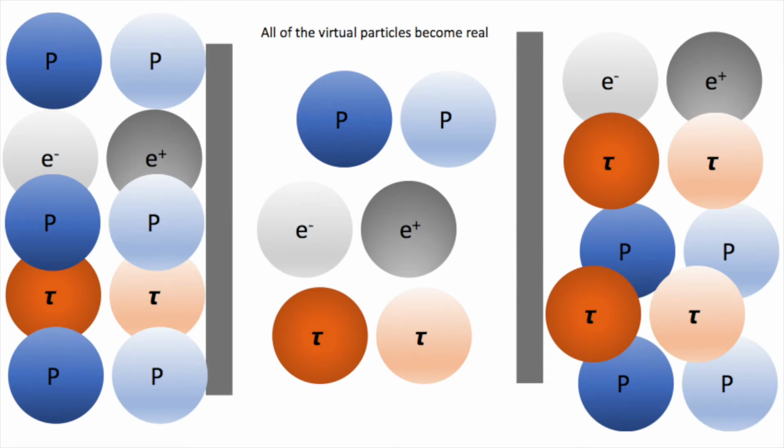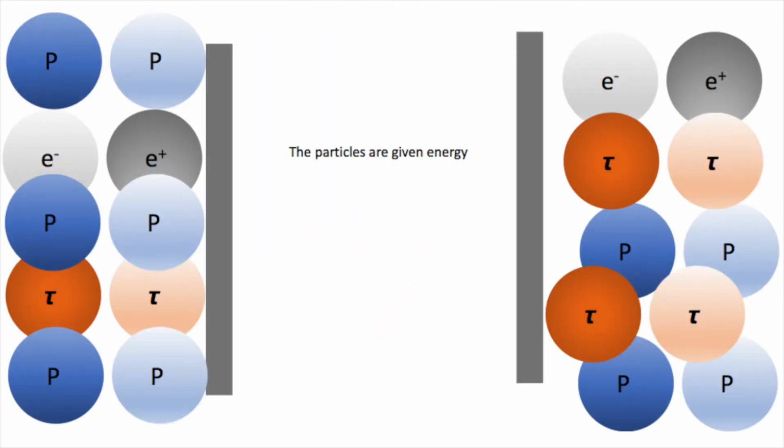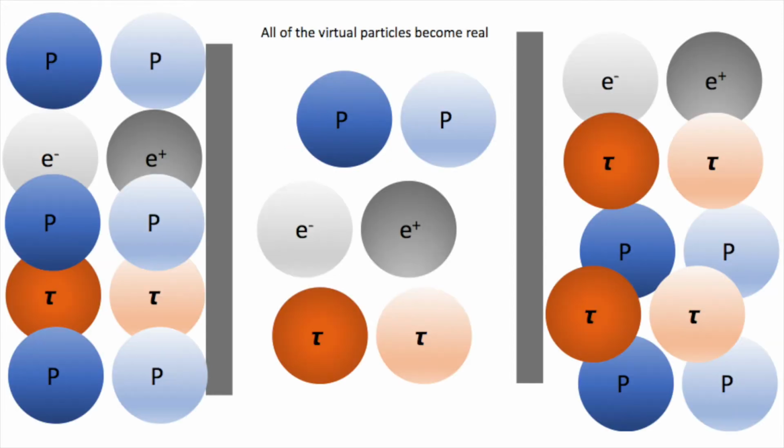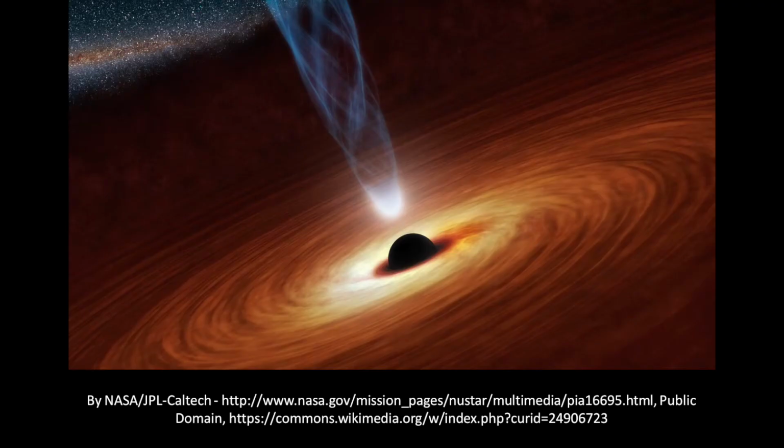However, we need to follow the law of conservation of energy. The virtual particles are given energy from the work done on the plates when they are accelerated against the force of the virtual particles. This means that the virtual particles become real. The dynamical Casimir effect also occurs at the event horizon of a black hole.